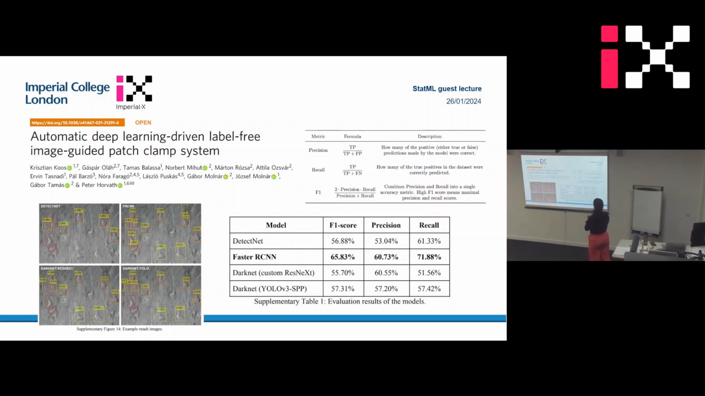And then you have this Darknet that was basically a version of YOLO. And yeah, so this was the precision, the F1 score, and recall that they got. And as I said, even though this had the best F1 score overall, that's not the one they went for. They went for this one because that was the fastest.